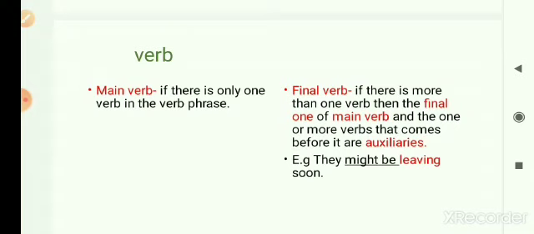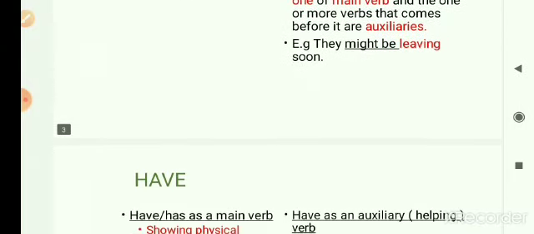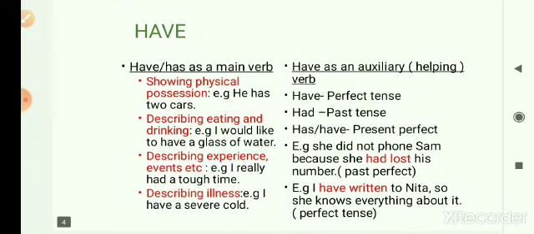Now let us look at the next. Have. As we have already studied in English literature, a chapter which deals with have: Have you thought of the verb have? Unit 1.4. In that chapter, we have already studied the various ways in which we can use have and where we cannot use have. Let us look into some.